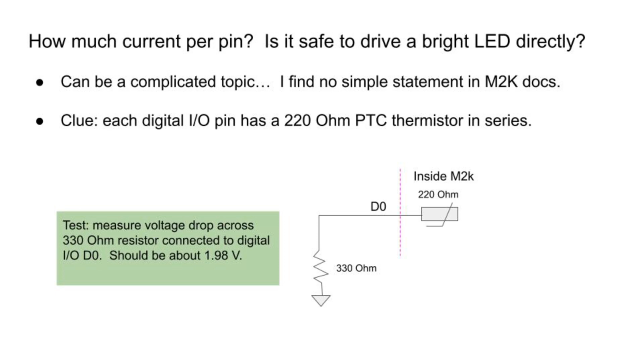So if you were to have a 330 ohm load attached to a digital I/O pin, then there would be a voltage divider, and you would measure something like 1.98 volts across the 330 ohm resistor. Do we see this?